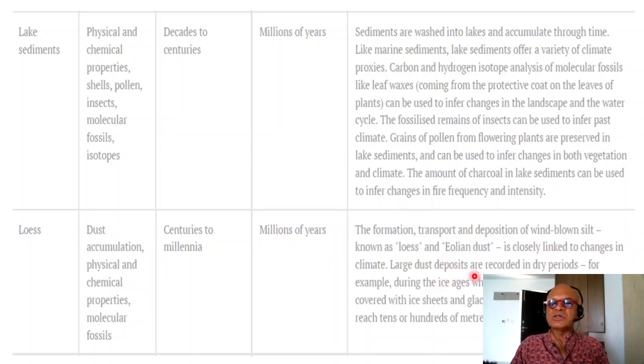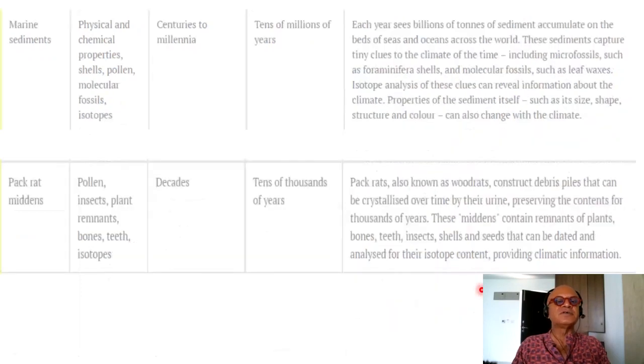Okay, large dust deposits are recorded in dry periods, for example during the Ice Age, when large portions of land were covered with ice sheets and glaciers. Okay, marine sediments. We already mentioned that. We use physical and chemical properties, shells, pollen, molecular fossils, and isotopes for centuries and millennia, with time records of tens of millions of years.